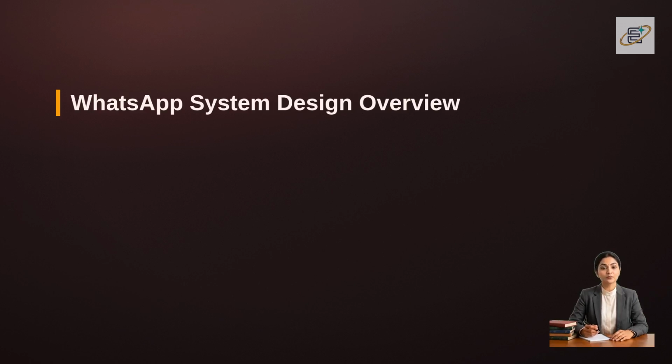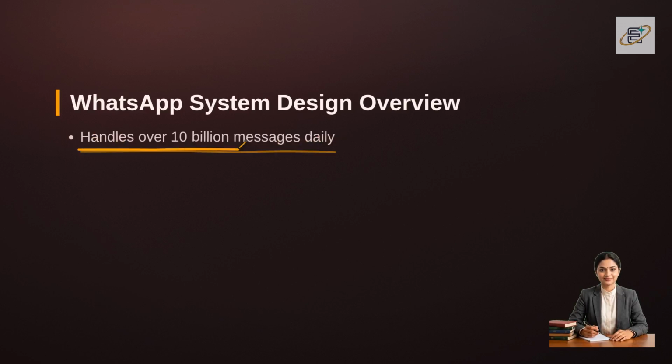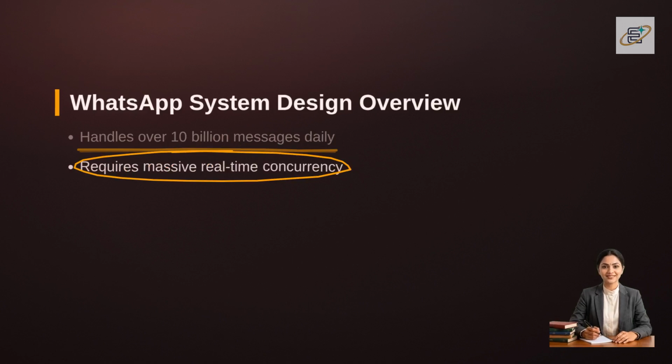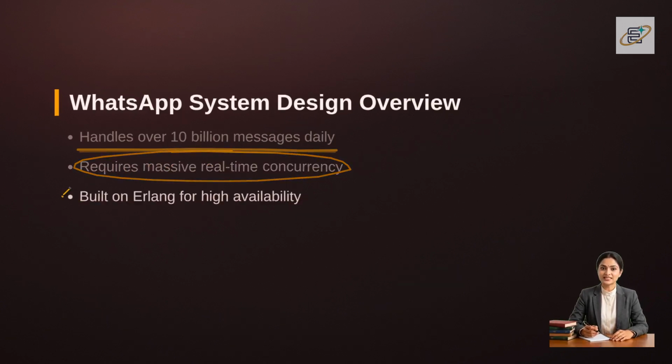So, let's get started. WhatsApp processes an absolutely staggering volume of data, handling over 10 billion messages every single day. To manage this, the system requires massive real-time concurrency. Millions of users must be able to send and receive messages at the exact same millisecond without the servers crashing. To achieve this flawless reliability, the engineering team built the core infrastructure using a programming language called Erlang, which is famous for its high availability.